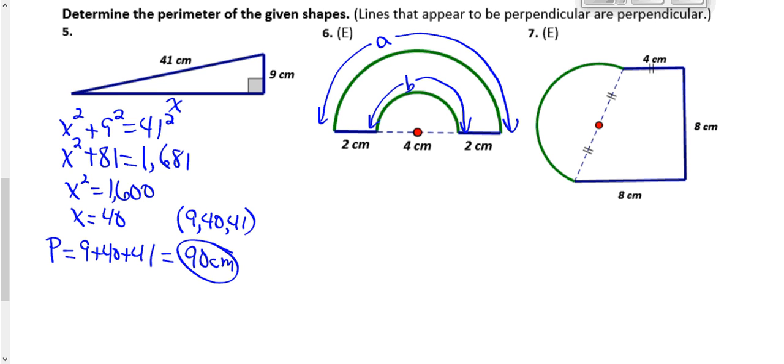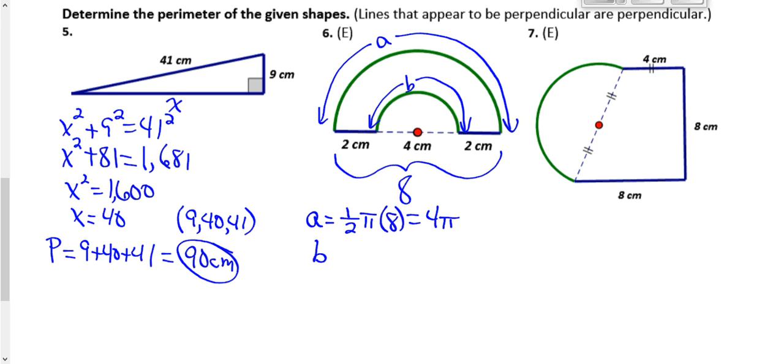Okay. We need this diameter here, don't we? What's this diameter? 8. So did anybody find out what A equals? So you did 1/2 pi d, right? Because it's a semicircle. So we got 4 pi for that. What about for B? 1/2 pi d, 4, yep, is 2 pi.